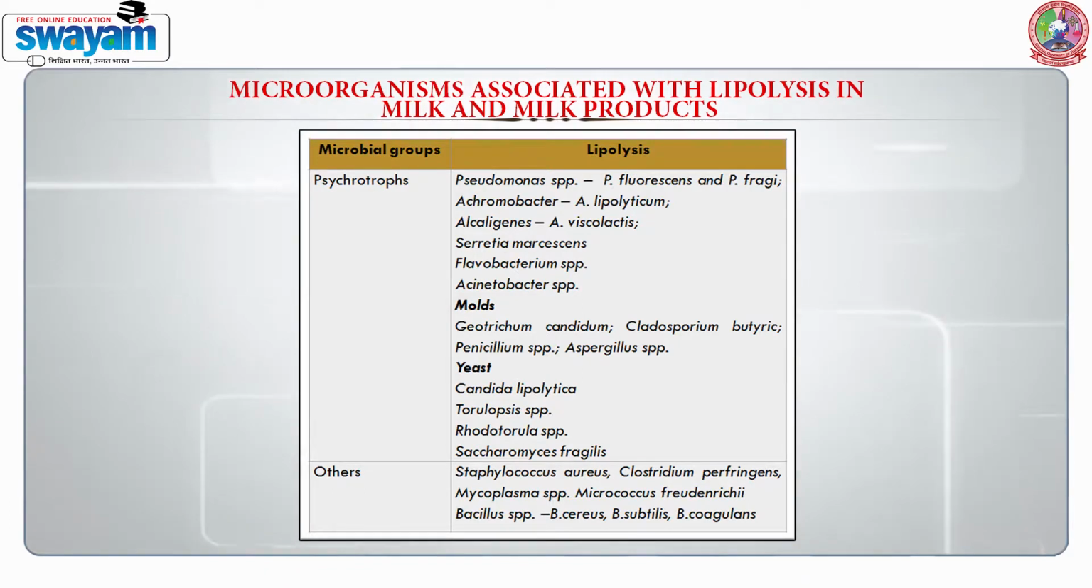When we talk about microorganisms, we have another group which produces the enzyme lipase and brings about lipolysis in milk and milk products. These can be Staphylococcus aureus, which comes from our skin, Clostridium perfringens, which comes from the soil, Mycoplasma species. We can also have Micrococcus, and some aerobic spore formers such as Bacillus species, Bacillus cereus, Bacillus subtilis, Bacillus coagulans.